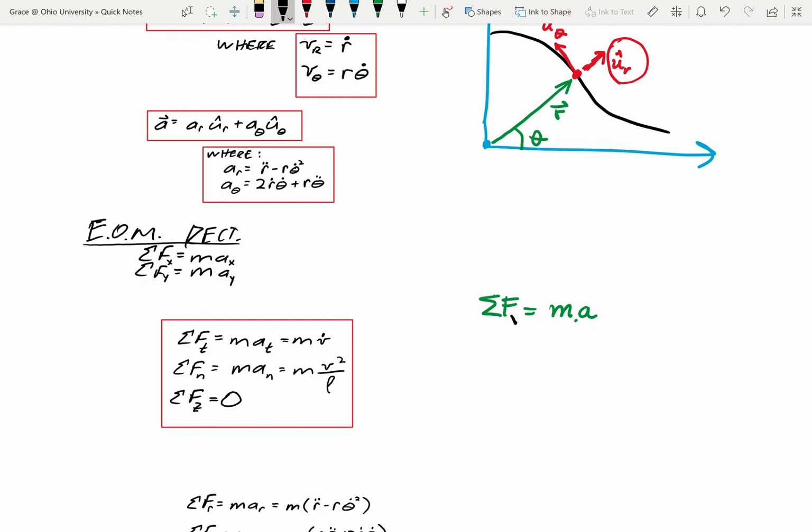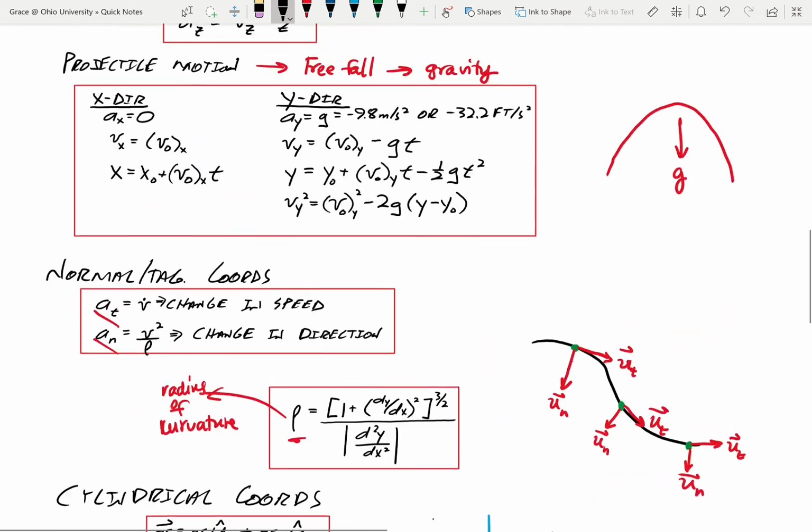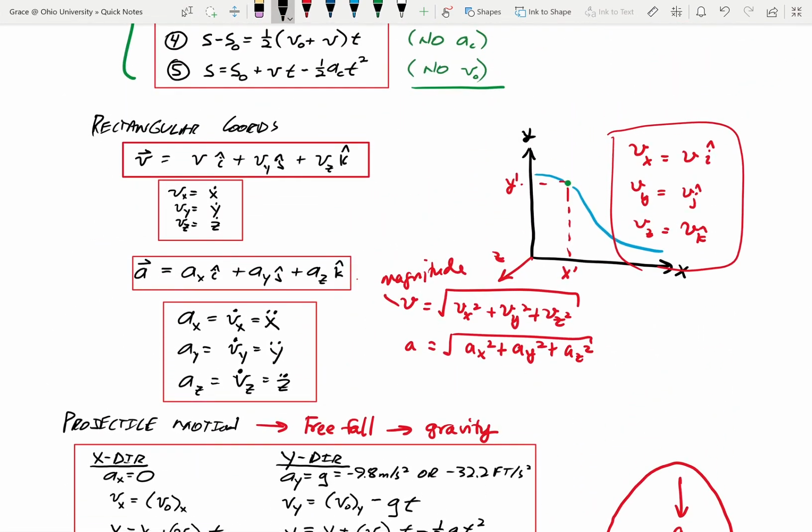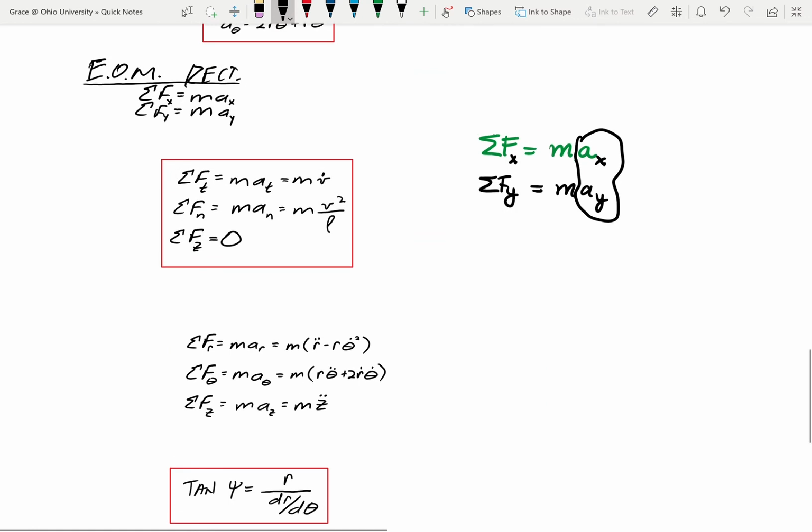If you're looking at things in the x direction, we have sum of forces in the x equals m times acceleration in the x only. Sum of forces in the y equals m times acceleration in the y only. Guess what? We already found this based on kinematics. That's nothing new. Going back to rectangular coordinates, you have ax, ay, az, which are related to displacement and velocity in the different coordinate systems. So finding these ax and ay is something we're very conversant with, right?